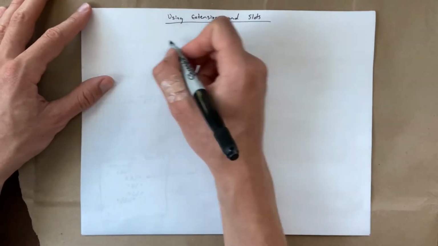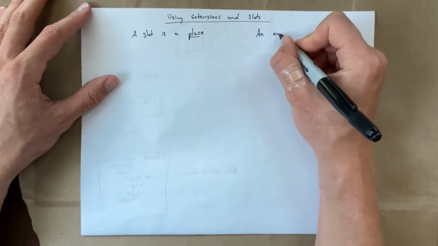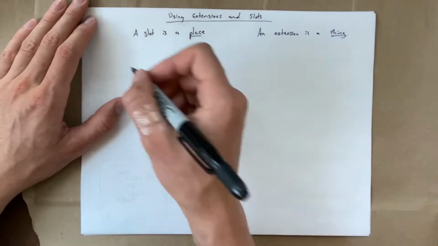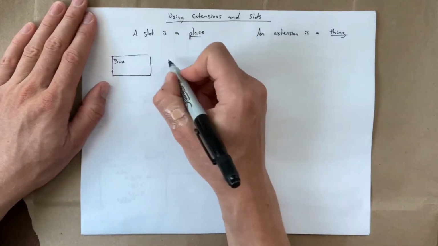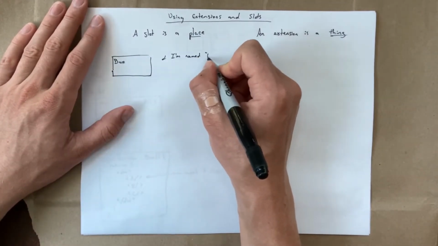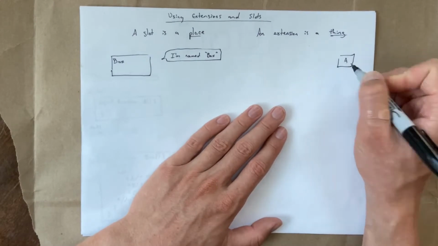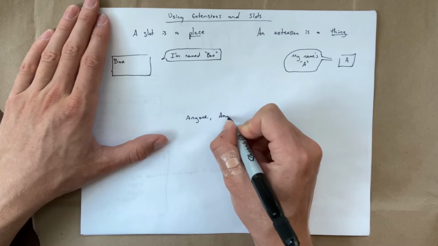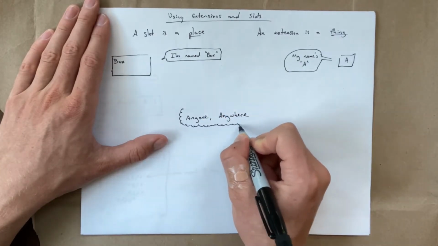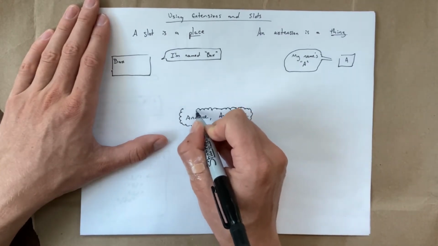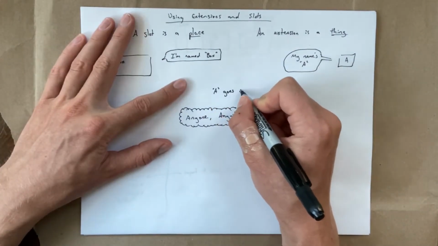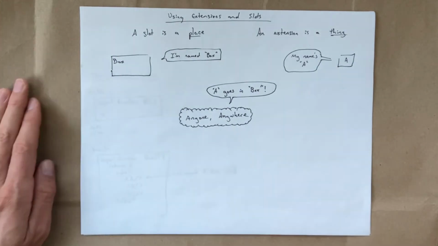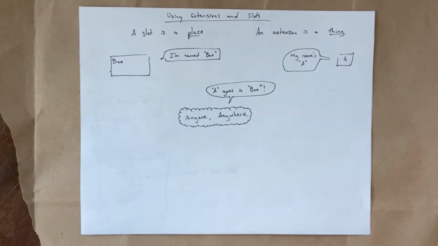The first thing we need to understand is that a slot is a place and an extension is a thing. So the box is a place. And all it says to the system is, I'm named box. A is a thing, and all A says to the system is, my name's A. And then anyone, anywhere, any piece of code can say that A goes in box. This piece of code can be in box, or it can be associated with A, or it can be neither. It can be somewhere else entirely.